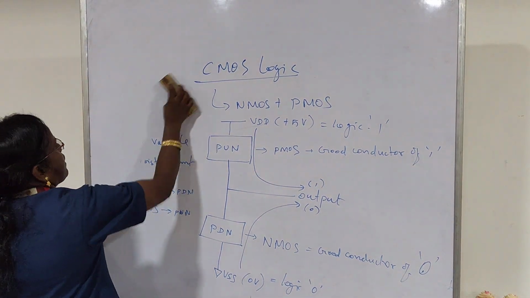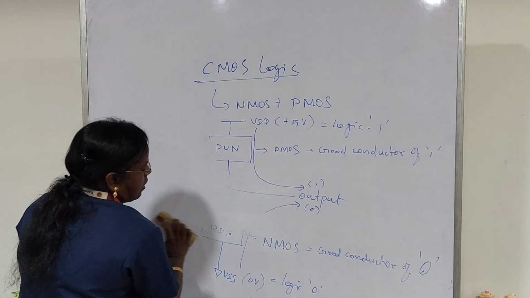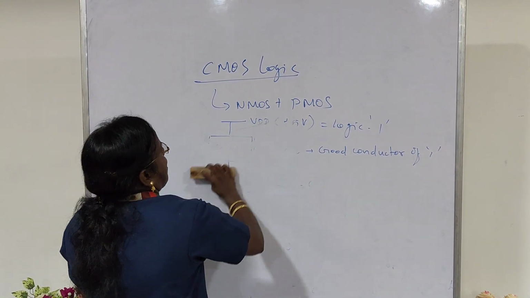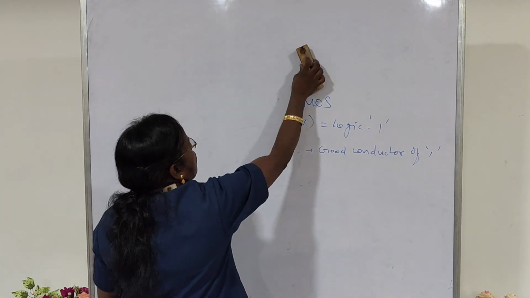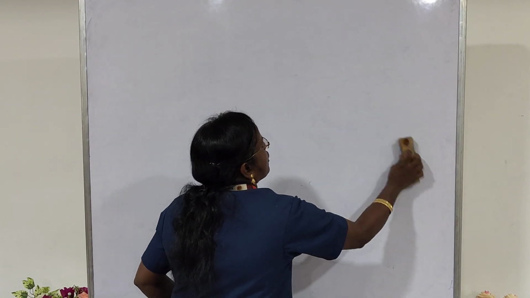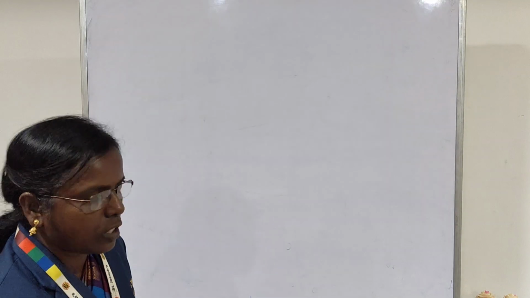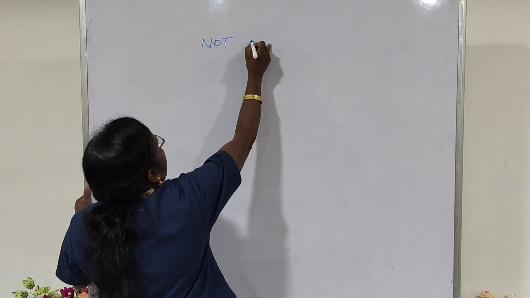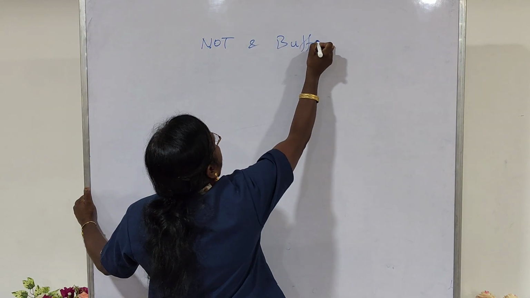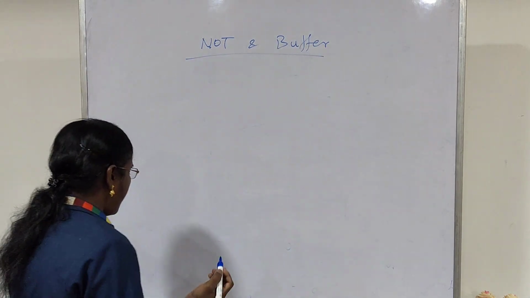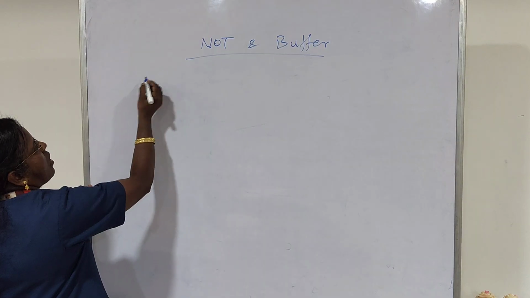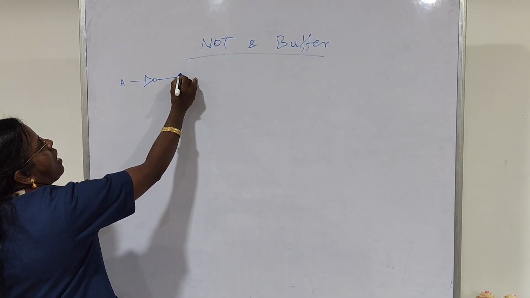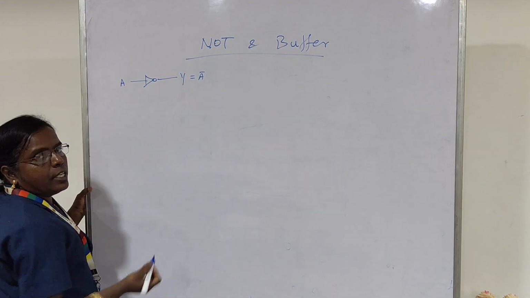Okay, first we can understand how to connect a CMOS inverter. How can we implement a CMOS inverter and the CMOS buffer circuit using CMOS logic? Okay, CMOS NOT gate and the buffer circuit. Okay, the gate level symbol for CMOS inverter or NOT gate is this symbol. We have the input variable A and the output Y is equivalent to A bar.